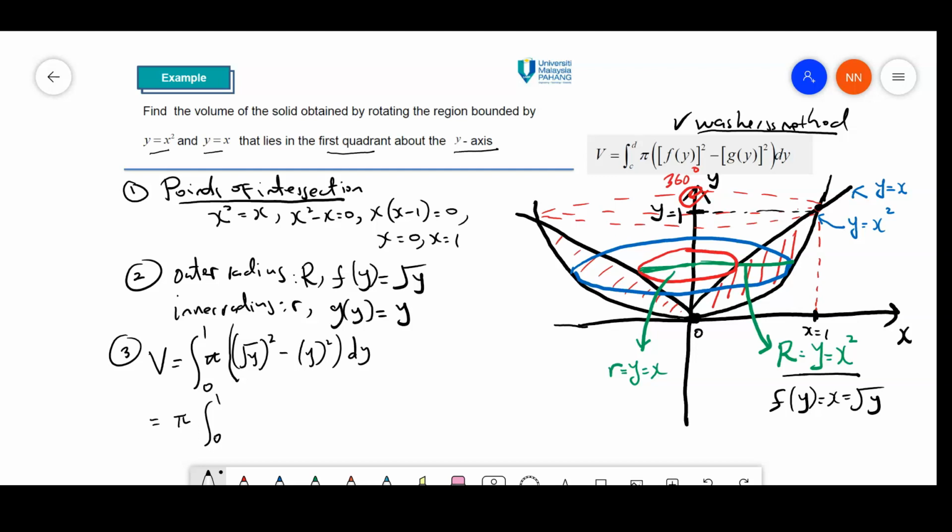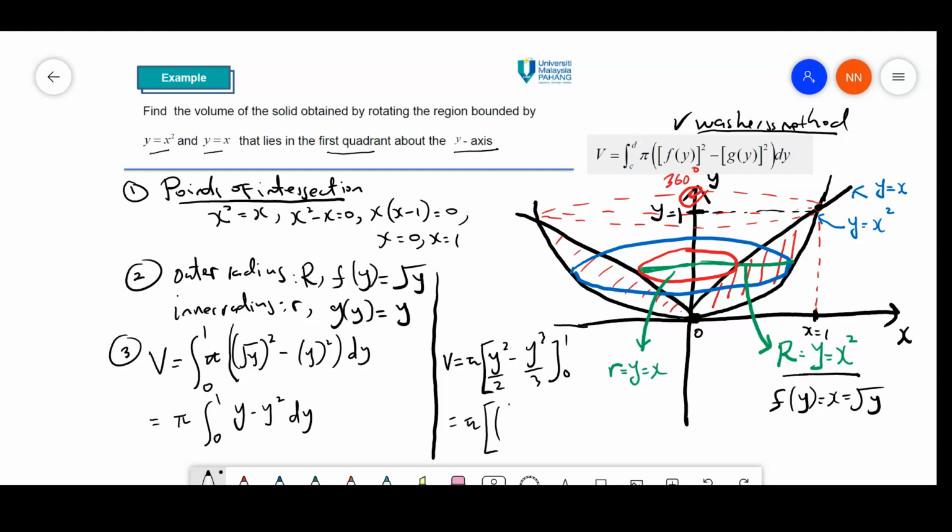So I expand and simplify this. Square root y squared, I get y, and then minus y squared, with respect to y. Now I continue my evaluation of my integral. So V equals pi times, integrating this, I get y squared over 2 minus y cubed over 3, for the limits from 0 to 1. So pi, substitute 1, I have half minus 1 over 3, and then minus 0.